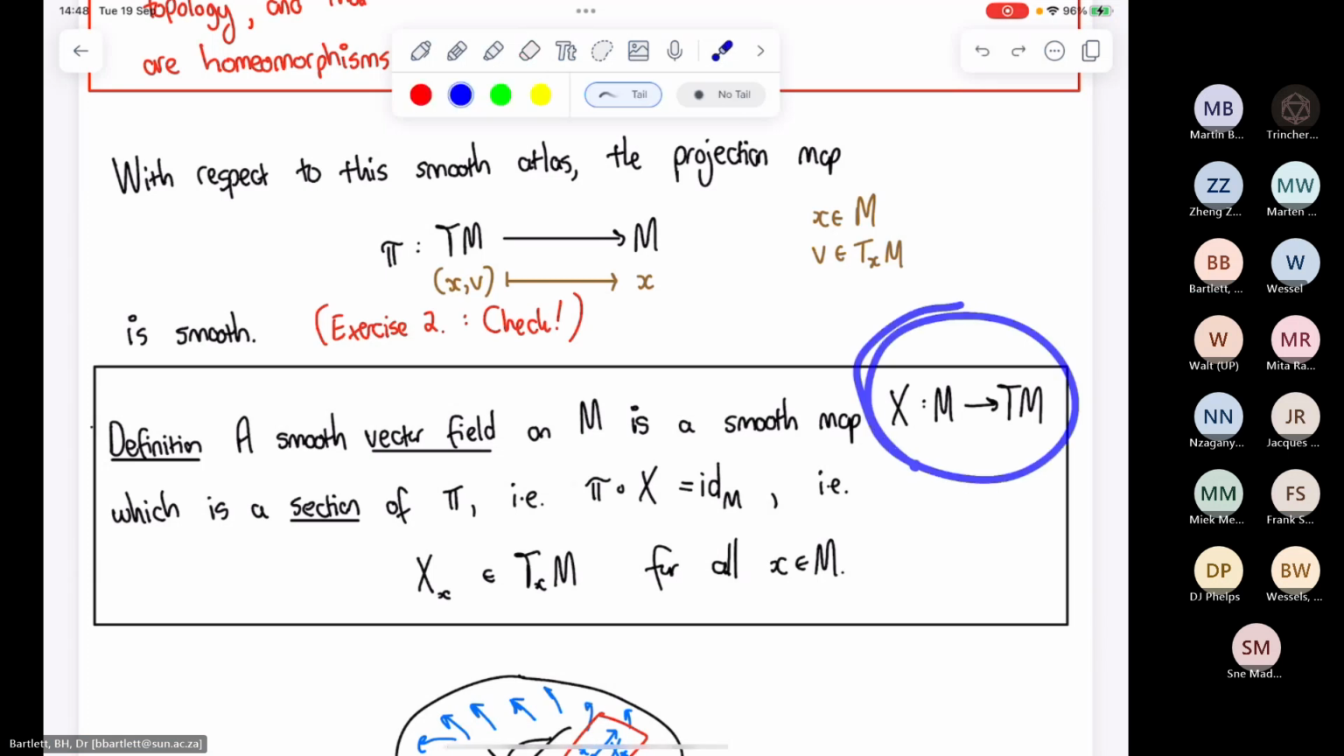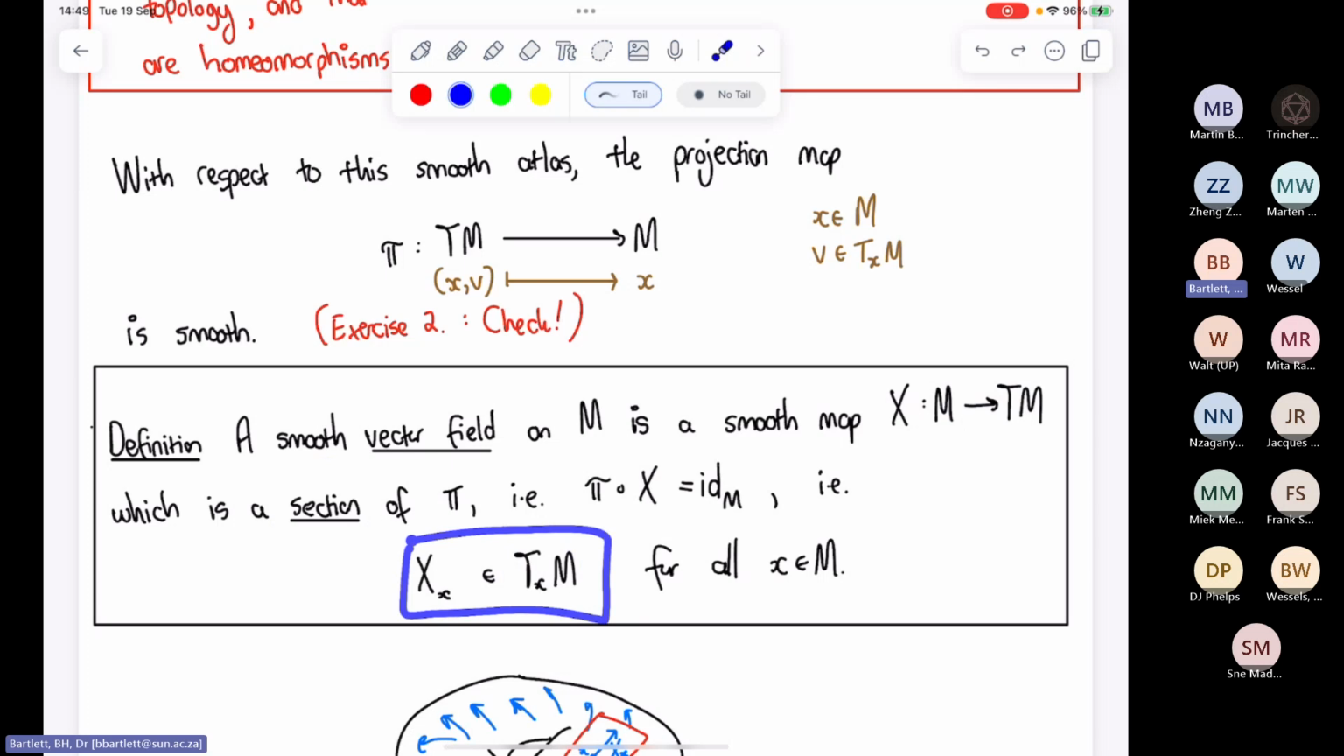Which is a section of this projection map. In other words, if you first of all do the map X to get you from M into TM, and then you come backwards via pi, then that's the identity on X. And if you write out what that means explicitly, it means that at each point X in M, I'm going to have a vector in the tangent space at X of M. That's what it means to be a section.